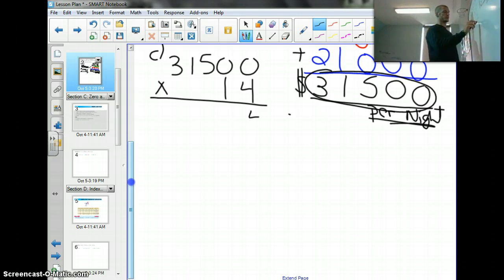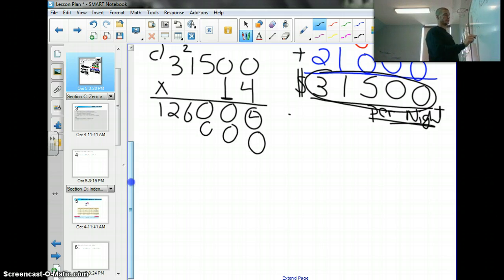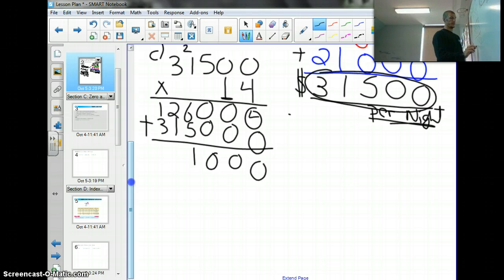4 times 0 is 0. 4 times 0 is 0. 4 times 5 is 20. I put my 0 down and carry my 2. 4 times 1 is 4, plus 2 is 6, and 4 times 3 is 12. Next, we have to do everything with the 1, but I put a 0 down first. 1 times 0 is 0, 1 times 0 is 0, 1 times 5 is 5, 1 times 1 is 1, and 1 times 3 is 3. And we add them up. 0, 0, 0, 11, so I carry my 1, 4, 4.